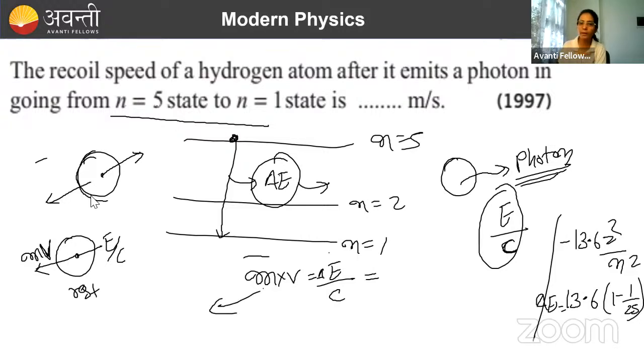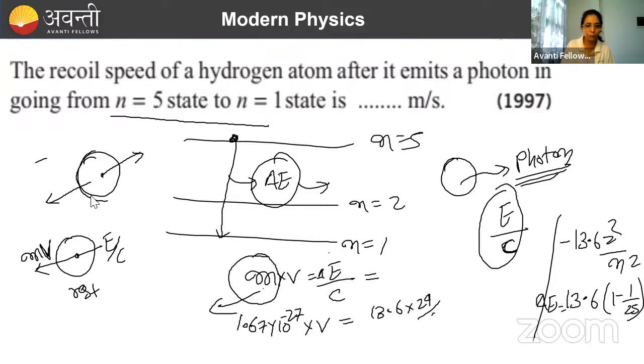What will you take for m? m is the mass of hydrogen. Hydrogen has, in its nucleus, only one proton. The mass of the electron is very small compared to that of the proton, so we can neglect the mass of the electron. So the mass of the hydrogen atom will be equal to the mass of the proton. Here you will put the mass of proton, 1.67 into 10 to the power minus 27 kg, into the velocity that we have to calculate. Delta E is here 13.6 into 24 by 25.